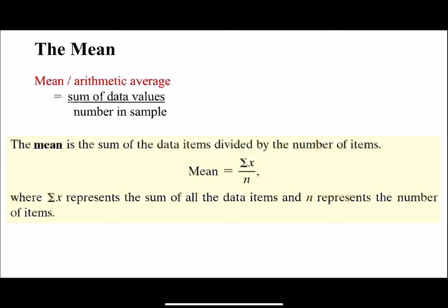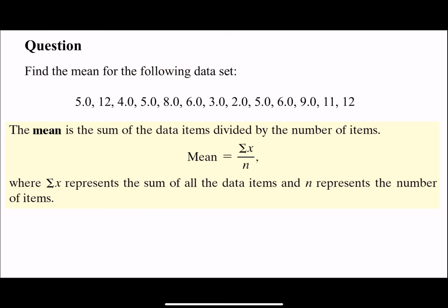Okay, so as I said, sigma means adding, sum, right? So that's the sum of all the data items that you have over the number of data items that we have. So let's say I have this set of data, and I want to find the mean value. So mean value is the sum of all the data items over n. So sum of the data items, it means I need to add all the data items that I have, right?